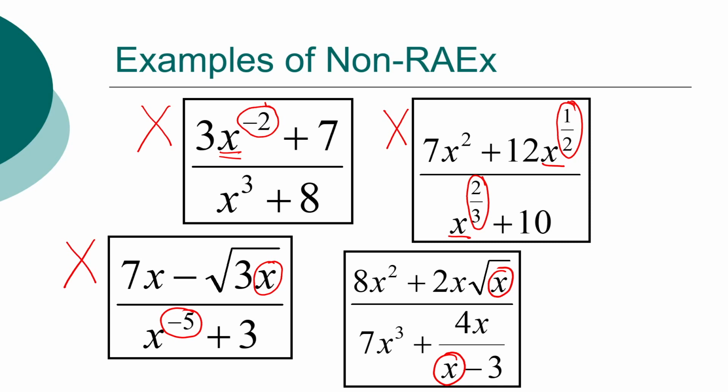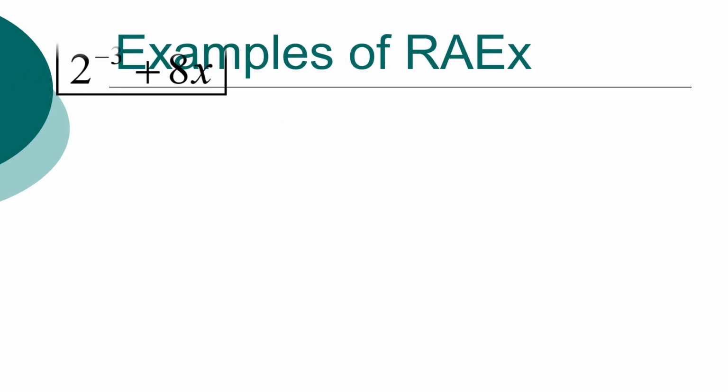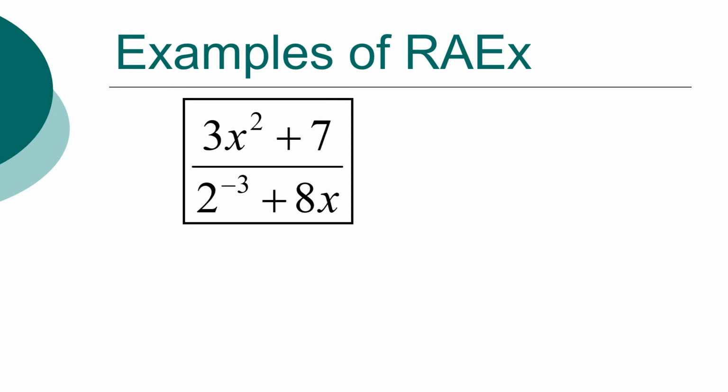So take note. Sir, why is number 1 this time a Ra-X? Is this a variable? No, sir. That is why the -3 is okay. So there is no problem. Look at the variables x squared and x. Is this okay? Okay.